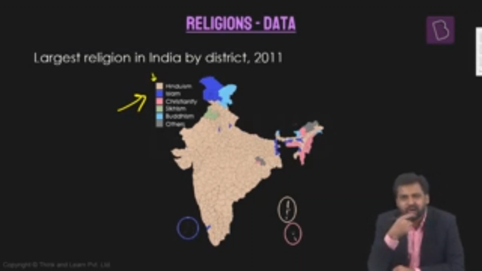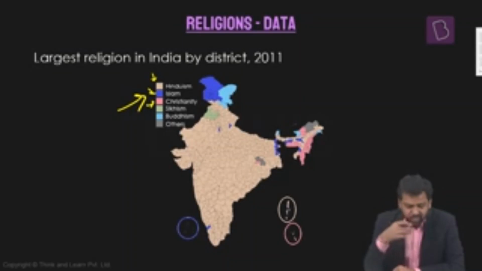If you have this light pinkish color, it shows that in this particular district more than 50% of the population is Hindu. If it is dark blue, it implies that more than 50% of the population in this district are Muslims. I'm not really good at these colors, but I think this is baby pink. If the color is baby pink for a district, it shows that more than 50% of the population are Christians. Light blue is Buddhist, and green is others.